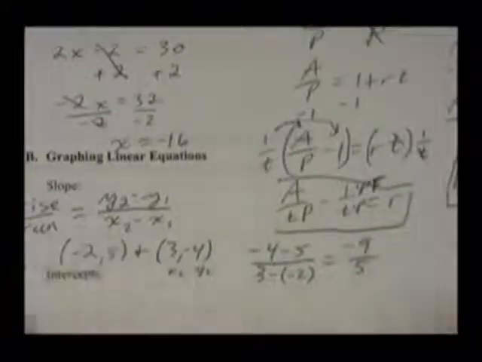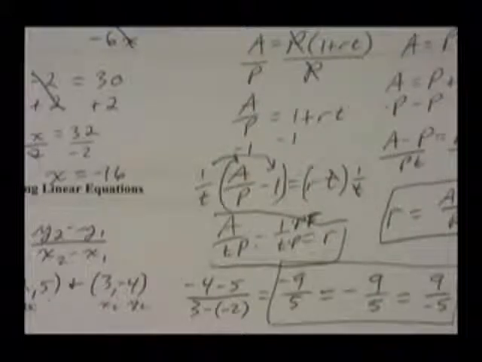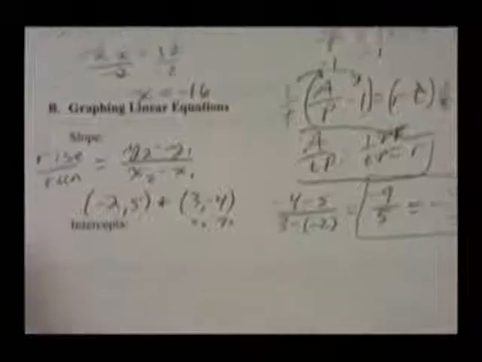Now you could write that as -9 over 5, or you could also write that as -9/5. Or if you had done this as x2, y2, then you could have come up with 9 over -5. All three of those are identical, again, just as above, and any one of them is going to work fine for the answer. Okay? All right, so that's finding slopes.